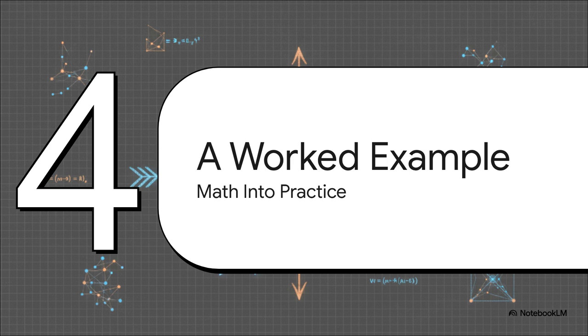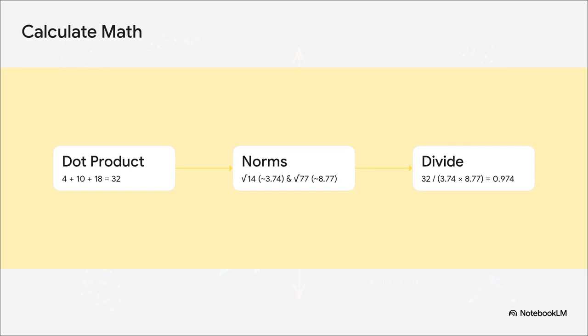Up next is Section 4, a worked numerical example, putting the math into practice. Let's say we have vector A at 1, 2, 3, and vector B at 4, 5, 6. If we follow our 3 steps, we first calculate the dot product by multiplying the corresponding components and adding them all up to get 32. Next, we find the individual norms, the lengths, which come out to roughly 3.74 and 8.77. Finally, we divide our dot product of 32 by those multiplied norms, and we get 0.974.